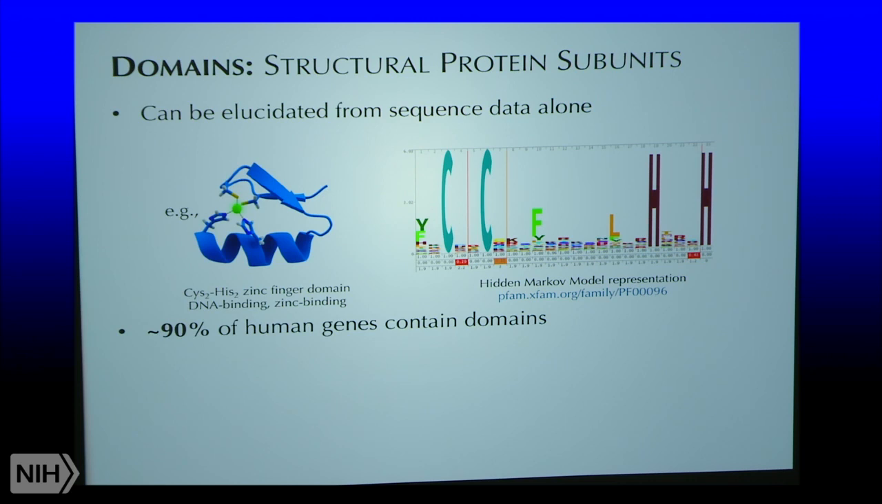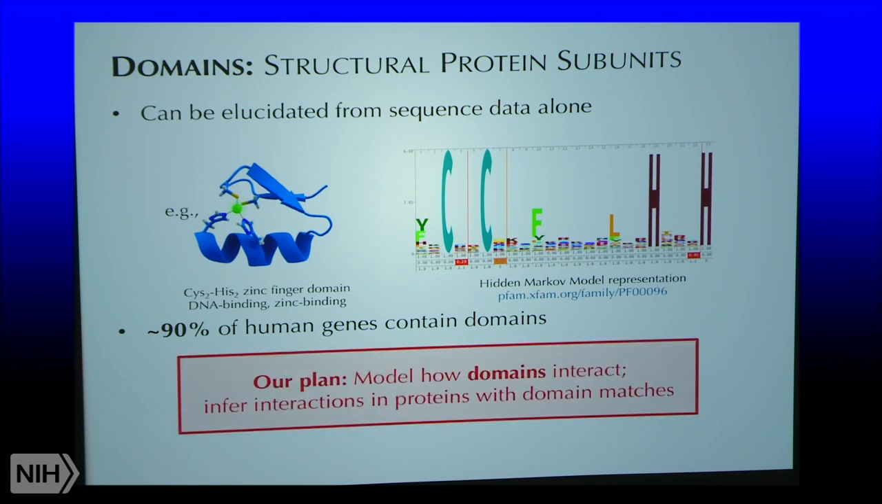So protein domains are ubiquitous. About 90% of human genes contain domains. And so our overall idea is that we're going to model how domains interact, and based on that, we're going to infer interactions in proteins with domain matches.